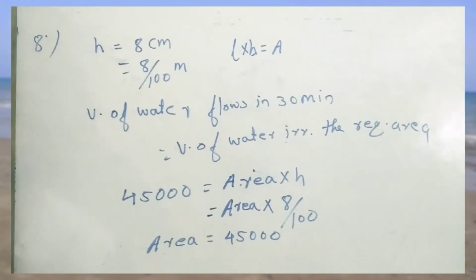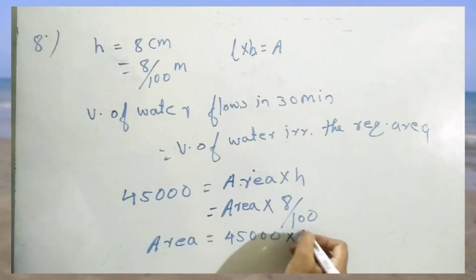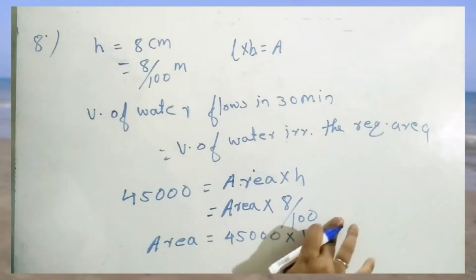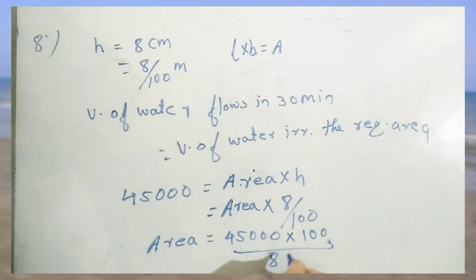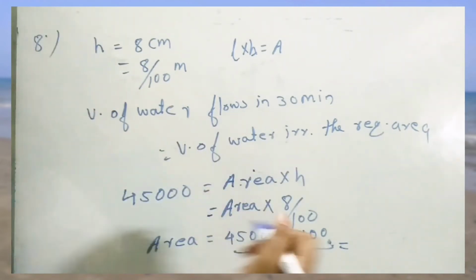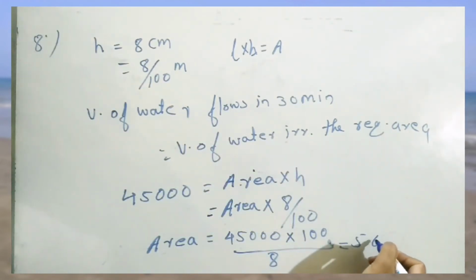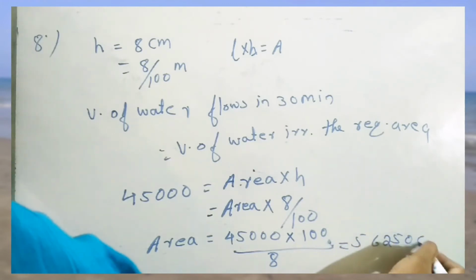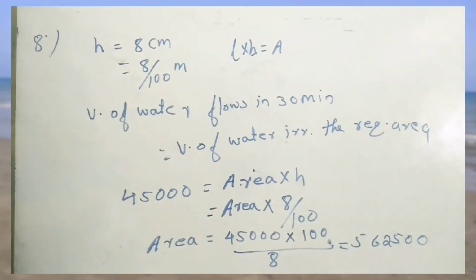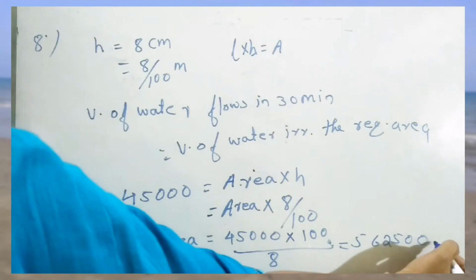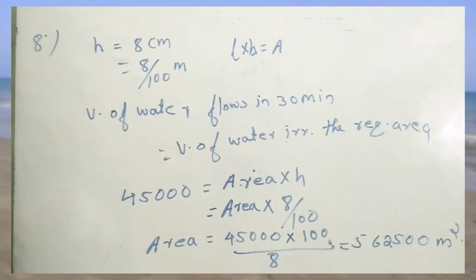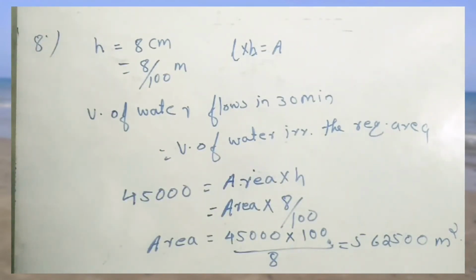Thus area is equal to 45000 into 100 divided by 8, that we will get as 562500 meter square. This is the area that will be irrigated in 30 minutes if 8 centimeter of standing water is needed.